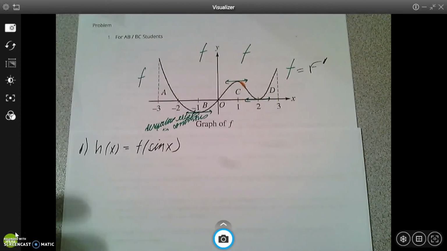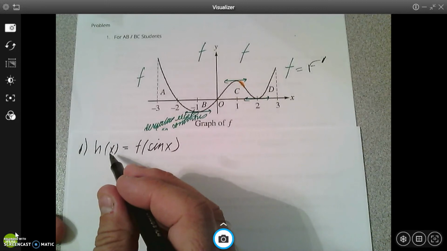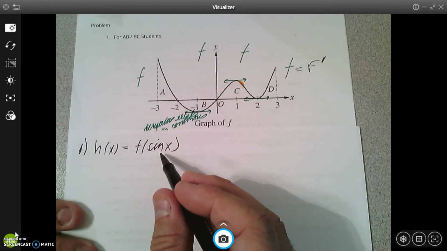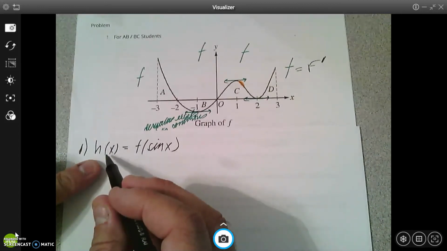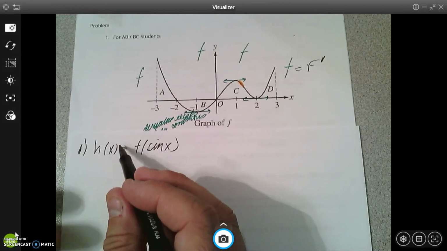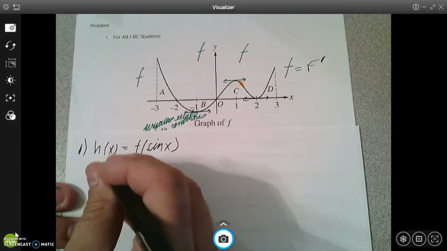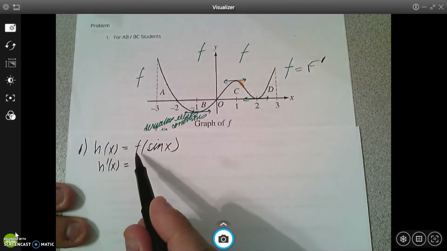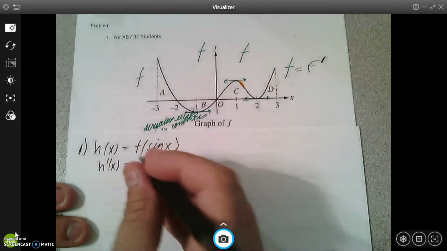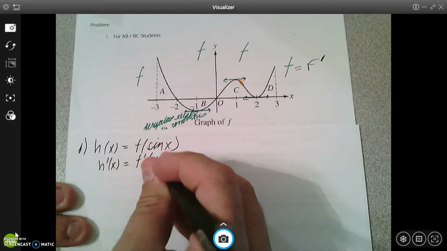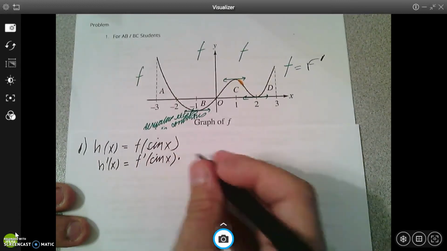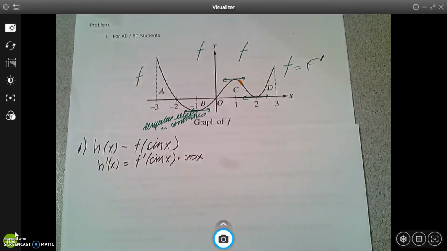Well, how are you going to figure that out? I don't have the graph of h in front of me. I can't even really envision what that graph is going to look like. But what I do know is that the derivative of a function tells me about the behavior of the original function. So let's do this. Find the derivative of h. h is f of sine of x, so the derivative is going to be f prime of the sine of x times the derivative of sine of x, and the derivative of sine of x is cosine of x.